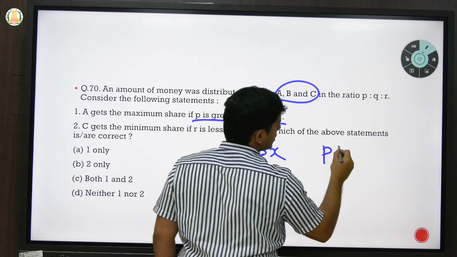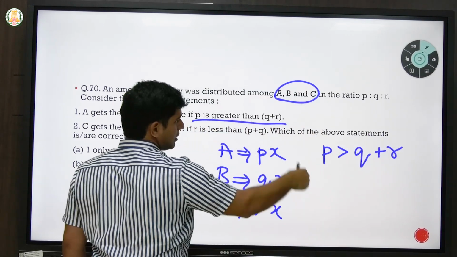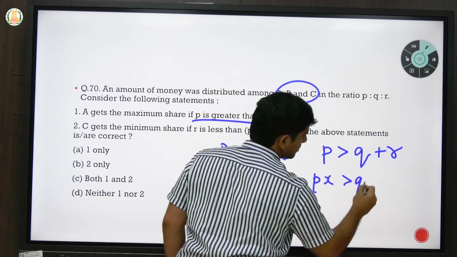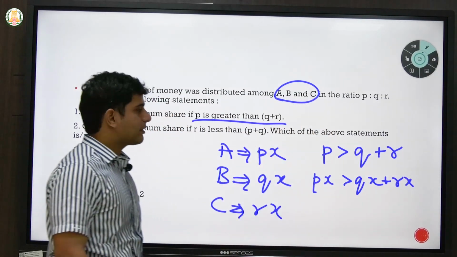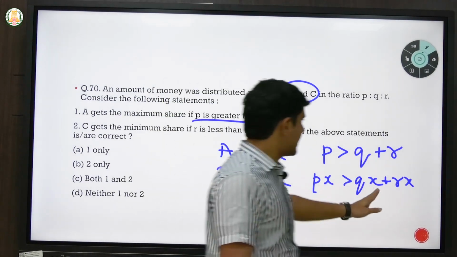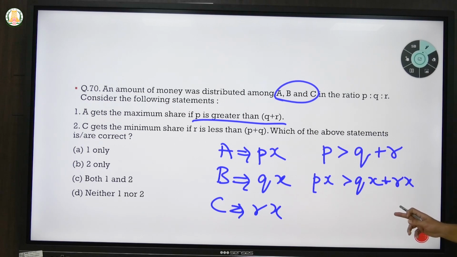Okay, let's assume that P is greater than Q plus R. Then you will get, this also means Px is greater than Qx plus Rx. Okay, that means the share of A is greater than the share of B plus share of C combined.